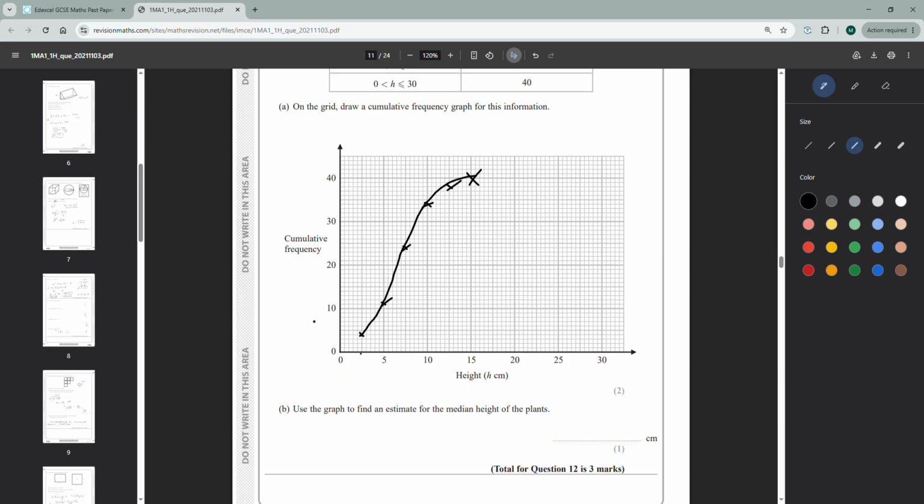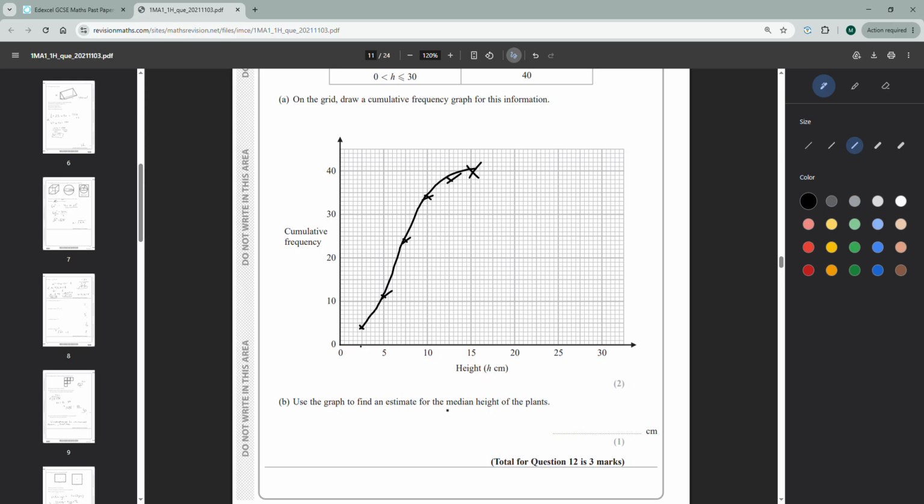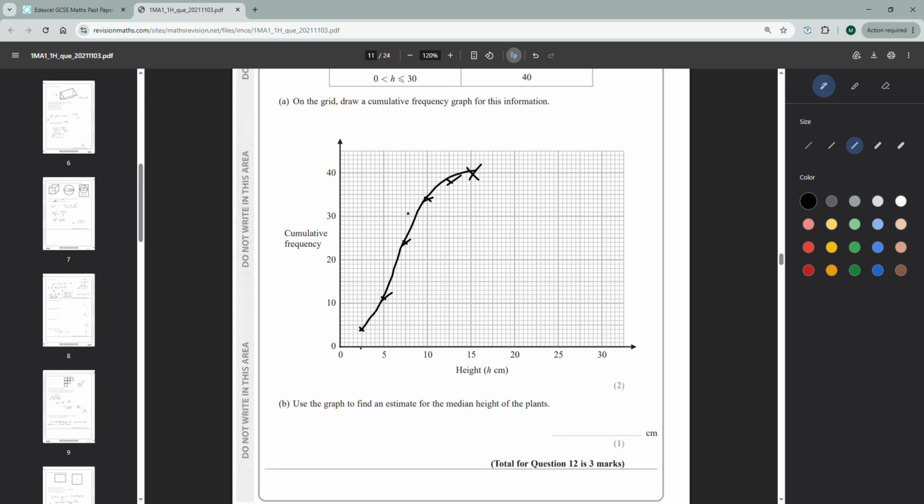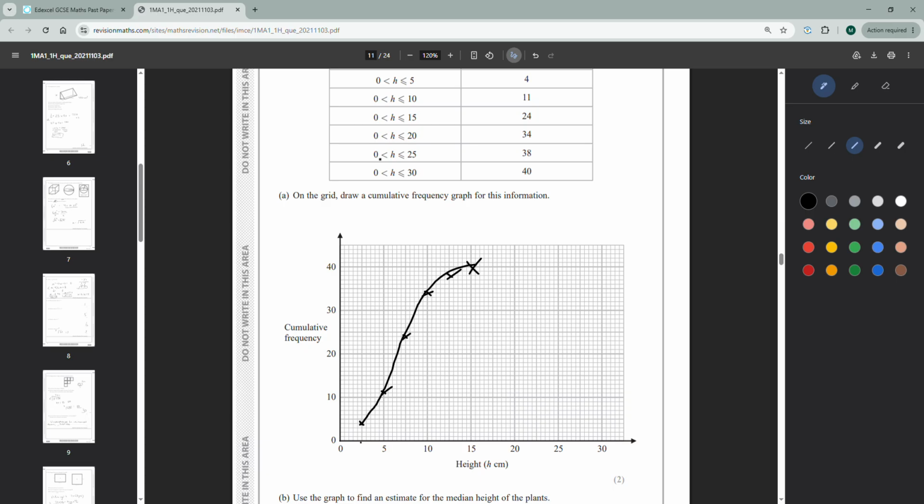Sorry, guys, for the horrible drawing. Okay, use the graph to find an estimate for the median height of the plant. Median. What's the median here? I think it's going to... Oh, what is it actually? We guys actually don't know. What was the median? Was it like 38? Was it like this one? Because this has the most. I'm gonna assume it is.